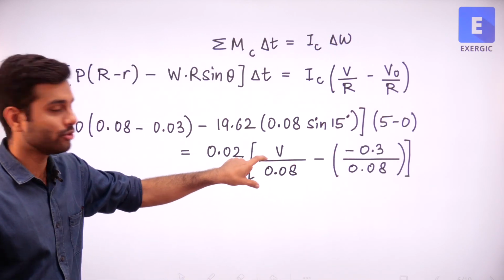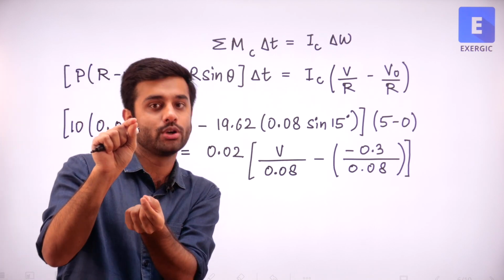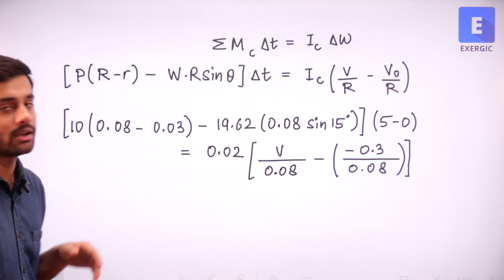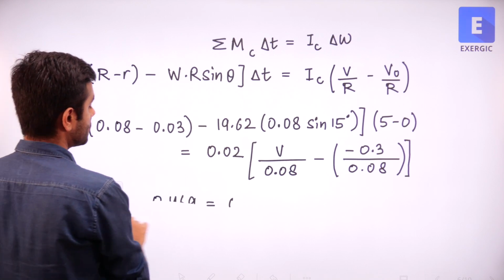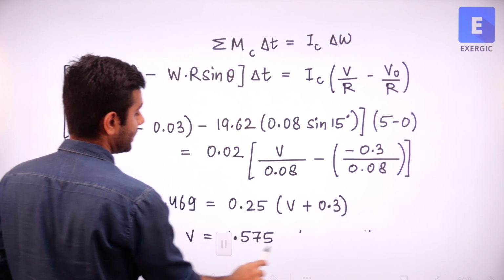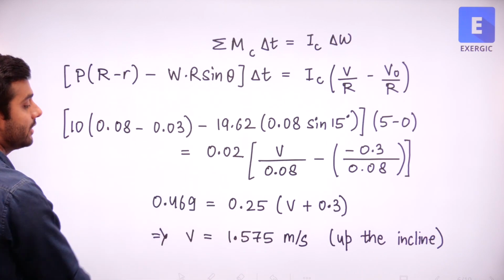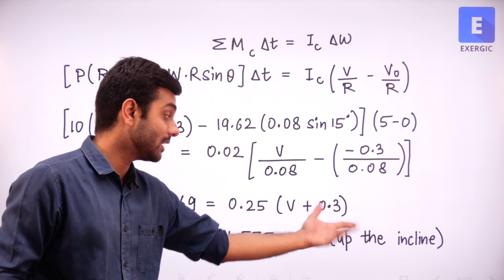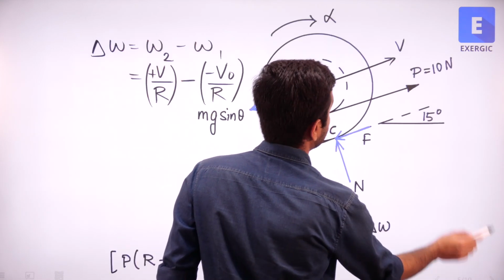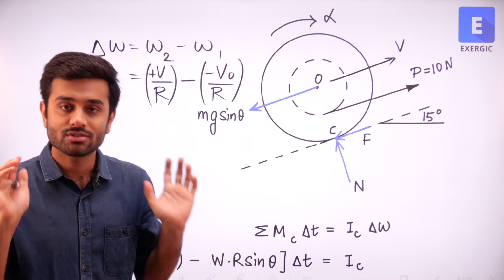Both denominators are going to be radius r, right? From the point of velocity O, the center point, to the point of contact, that distance is r, correct? In this entire equation, V is the only unknown, everything else is known to you. So all you need to do is simplify this equation, and ultimately you are going to get the value of velocity as 1.575 meter per second up the incline. How? Because the answer is coming out to be positive, it means the direction of V that we assumed up the incline is correct.